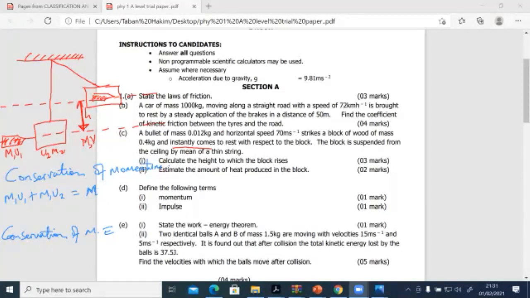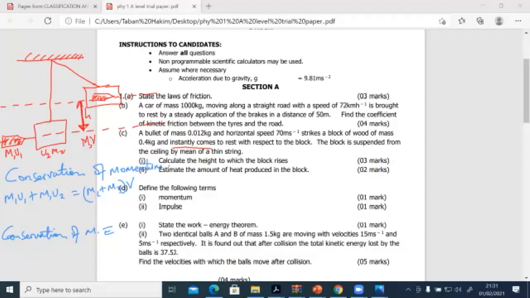Principle of conservation of momentum. It says that when two bodies collide, the total momentum is always a constant, provided no external forces act on the system. Or someone can simply say that when two bodies collide, total momentum before collision is equal to momentum after collision, provided no external forces act on the system. That is our principle of conservation of momentum.